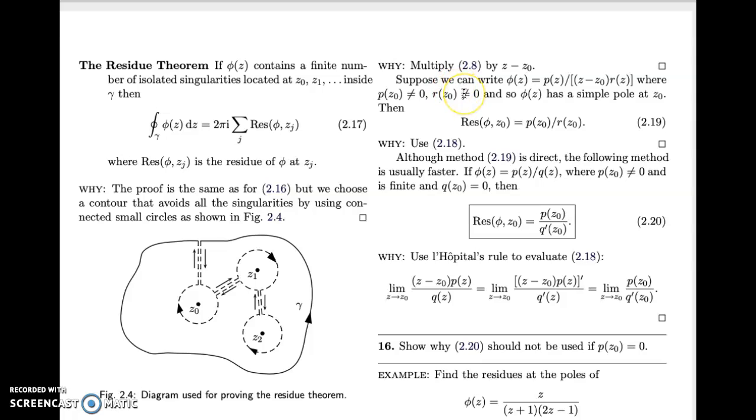Okay, so suppose we can write phi Z as P(Z) over (Z minus Z0) times R(Z), where P at Z0 is not 0 and R at Z0 is not 0. Therefore, phi Z has a simple pole at Z0. Then if we multiply both sides by Z minus Z0, we end up with the result that the residue of phi at Z0 is just P at Z0 divided by R at Z0.